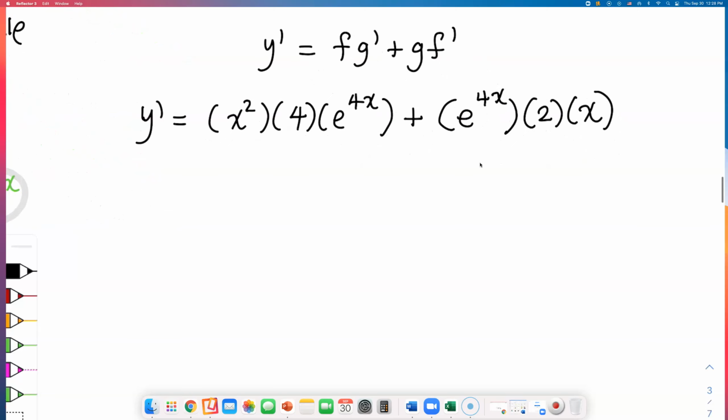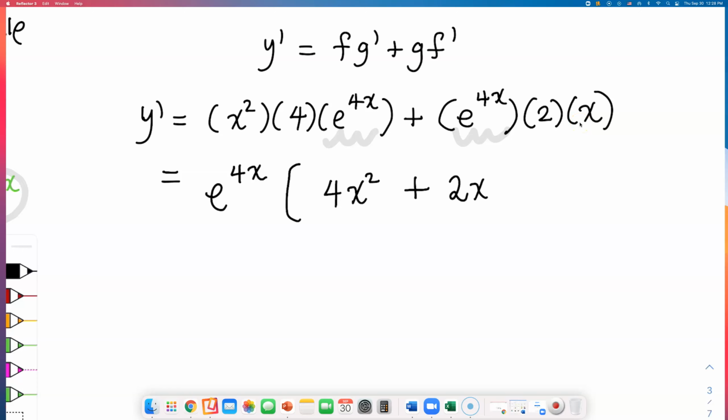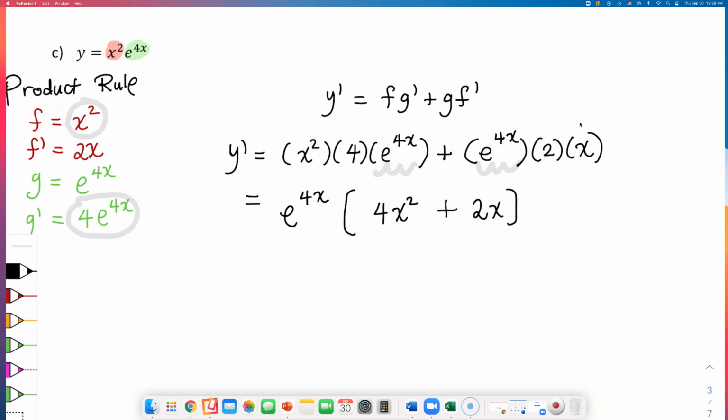What can I factor out? Again, I can factor out this e to the 4x. That e term can be factored out. So I'll write down e to the 4x outside. So what's left inside? If this gray underlined part comes out, do you notice there is x squared times 4 left inside? X squared times 4 is 4x squared. Plus sign. E to the 4x, this gray underlined term comes out. What's left? We got 2x left. 2x. And this looks perfect. I will stop here. This is simplified all the way.